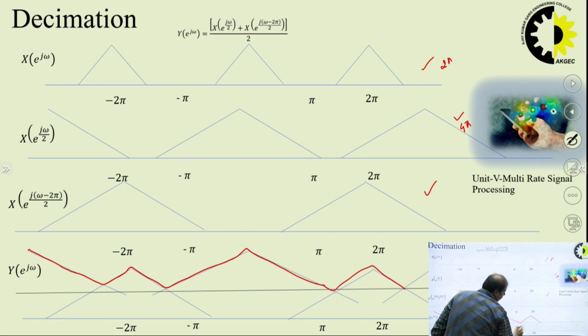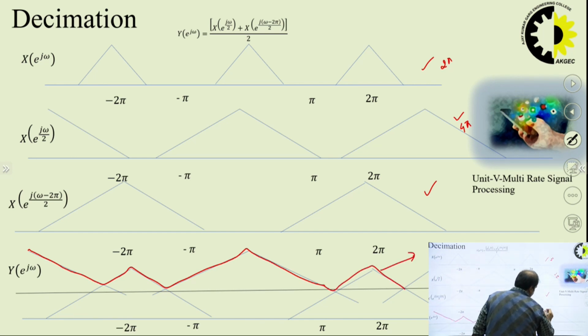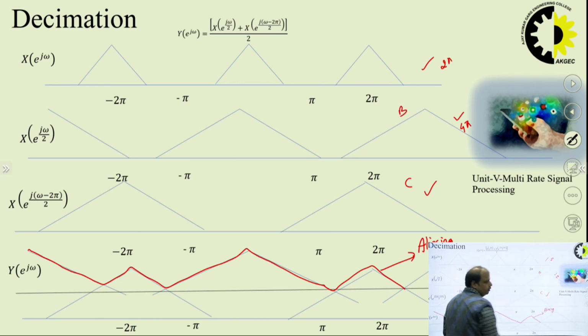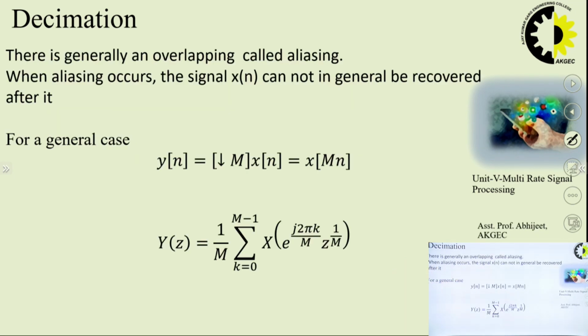So basically what happens is that there is aliasing, isn't it? The frequency components of B and C are actually merging in the last case, and therefore there is some sort of aliasing, for which a filter is generally used before decimation is done. That filter has a cutoff frequency of pi by d, just to ensure that there is no aliasing.